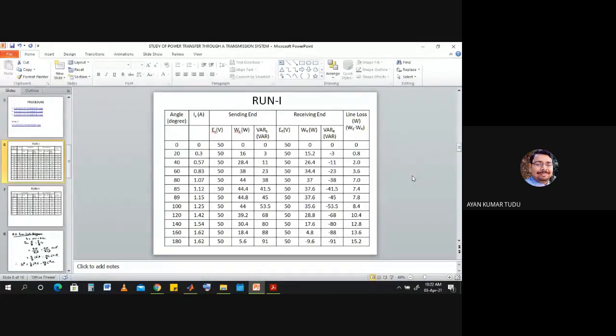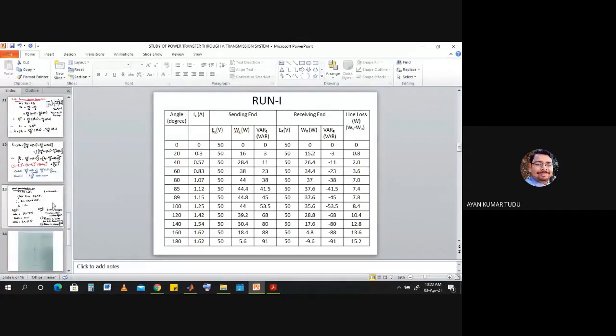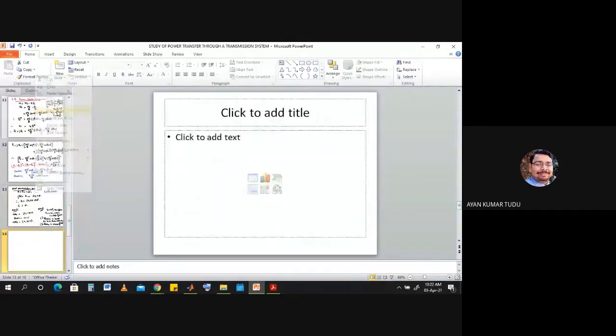The angle that we should be getting should be increasing and then decreasing. Correct? As you can see, the angle was set at 20 degrees lead. Power transfer is occurring from which end to which end? It is occurring from the sending end to the receiving end.